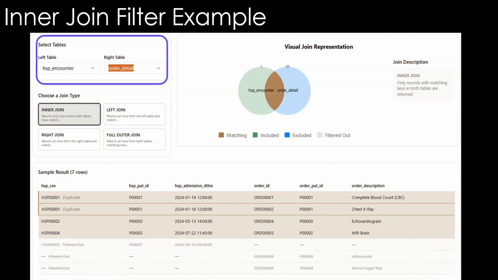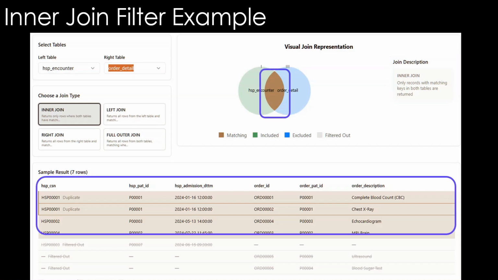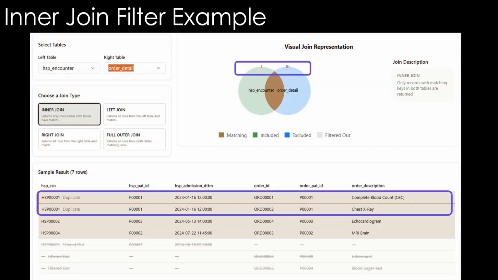In the upper left in this tool is where you can select which tables are connected. You'll see a description of what the join is doing over to the right. The blue is going to represent what got matched, and in the record below, you'll see that same thing. Above the tables is a one-to-many relationship. It is telling you that on the left-hand side in hospital encounter, you will only have one record. But on the right-hand side, in order details, there may be more than one order per encounter. And that shows up in our record below. In this little sample result, you're seeing the indication that these are duplicates.